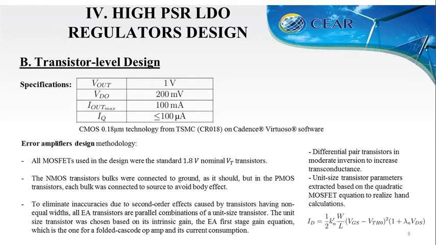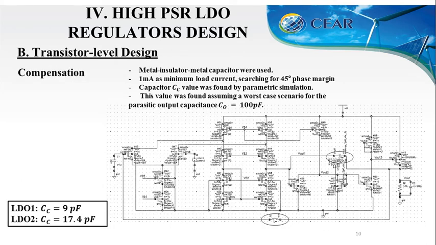To eliminate inaccuracy due to second order effects caused by transistors having unequal widths, all EA transistors are a parallel combination of a unit size transistor. The unit size transistor parameters were extracted based on the quadratic MOSFET equation to realize hand calculation. To compensate the circuit, we use metal insulated metal capacitors.